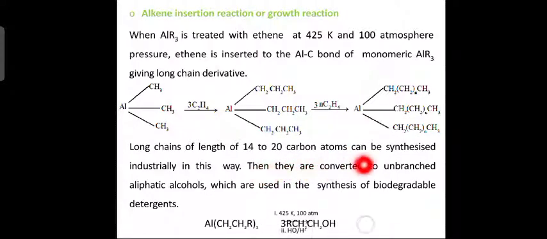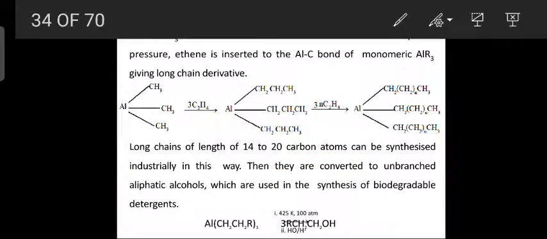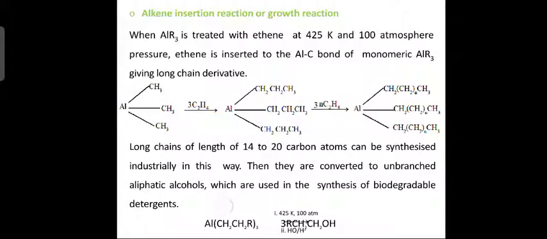Then they are converted to unbranched aliphatic alcohols. So after that they will be converted to aliphatic alcohols, which are used in the synthesis of biodegradable detergents. Why are these aliphatic alcohols required? To synthesize biodegradable detergents, alright. So this is the reaction. Trialkyl aluminum at 425 Kelvin and 100 atmosphere, you give trialcohol, that means 3 molecules of alcohol you get on hydrolysis. So 3 are CH2OH.